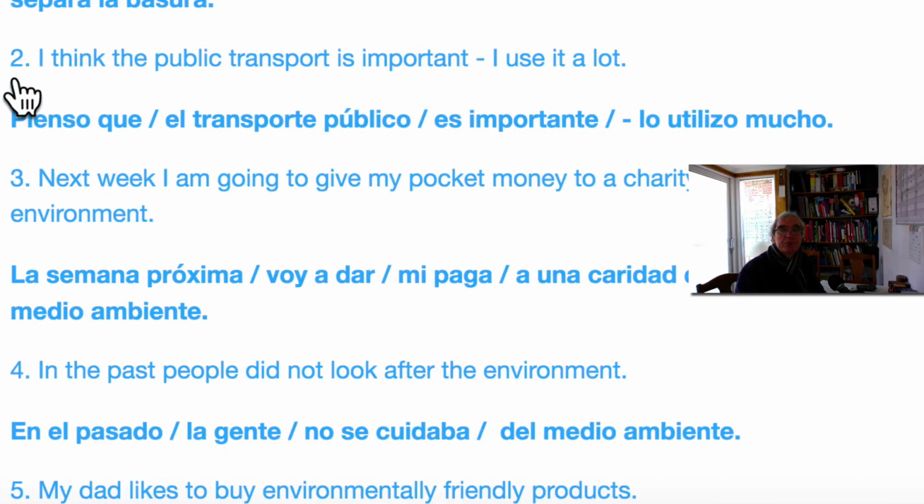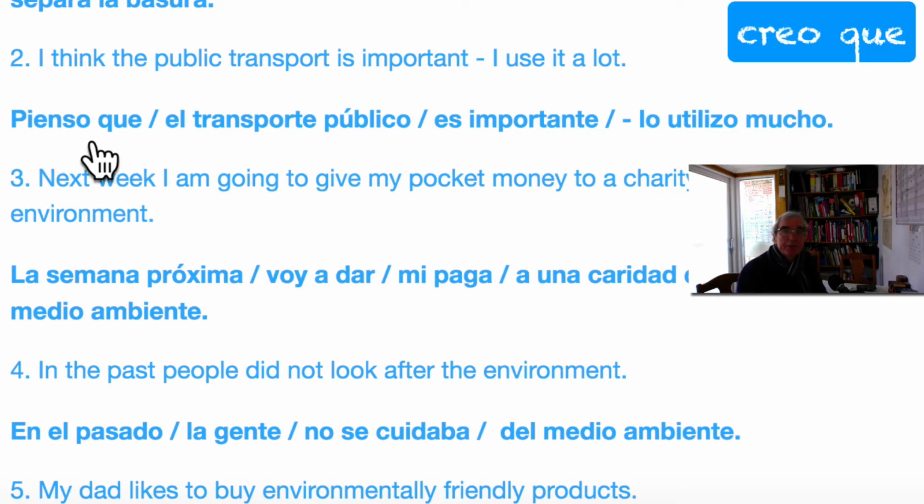Let's move on to number 2. I think that public transport is important. I use it a lot. Let's do it in Spanish. Pienso que el transporte público es importante. Lo utilizo mucho. I think that, pienso que, you could also use creo que.